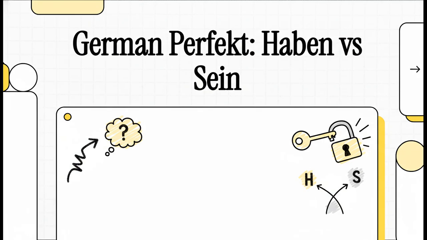All right, let's get right into it. If you're learning German, you have definitely hit one of its trickiest puzzles, the perfect tense. Specifically, knowing when to use haben and when to use sein. It can feel totally random at first, but I promise you, there's a clear logic to it. And today, we are going to crack that code together.